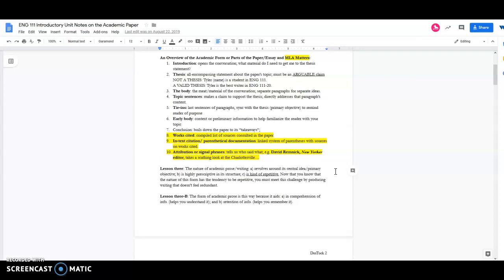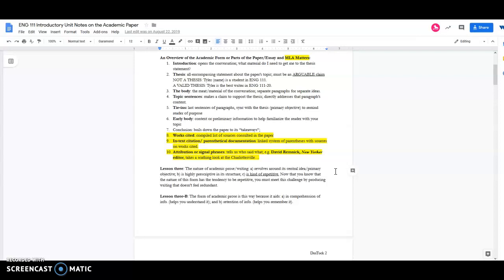The bulk of the paper, of course, is number 3, the body, the meat or material of the discussion or conversation, and you need separate paragraphs for separate ideas. Taking a sort of a microscopic look at the body paragraph, number 4, the first sentence of a paragraph should be your topic sentence. Topic sentence makes a claim to support the thesis, and it directly addresses that paragraph's content.